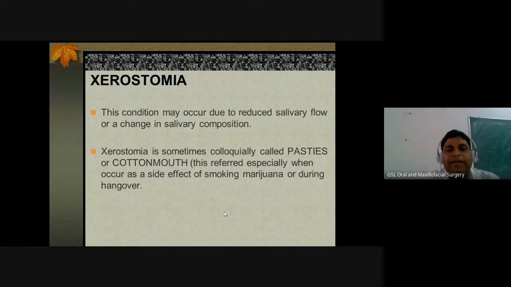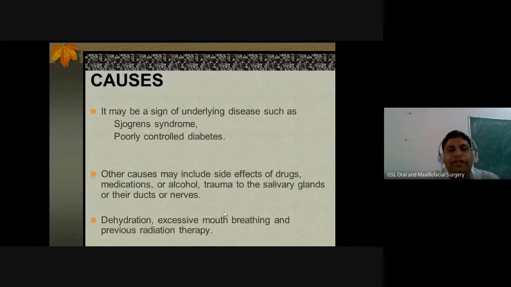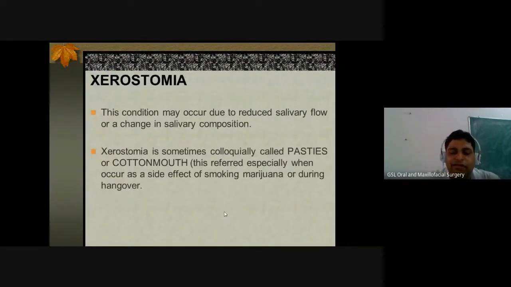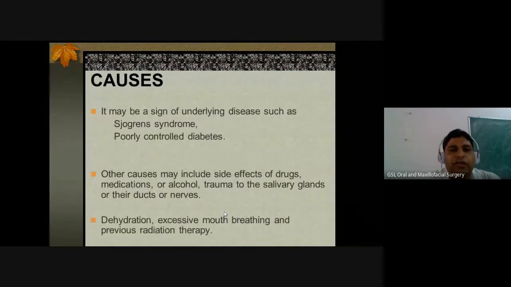Xerostomia is sometimes otherwise called cotton mouth or pasties, and people who smoke marijuana or have a hangover usually have this symptom the next day. The causes of xerostomia are usually asked for a 4 marks question. So you should know the important underlying causes, such as Sjogren's syndrome or poorly controlled diabetes, or any underlying disease can be a cause.